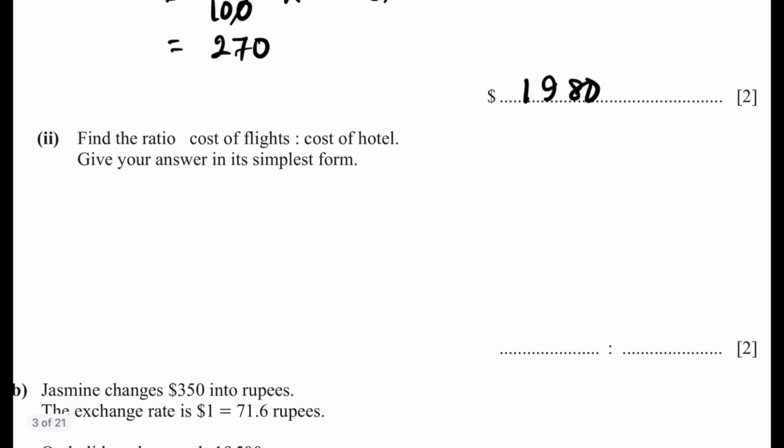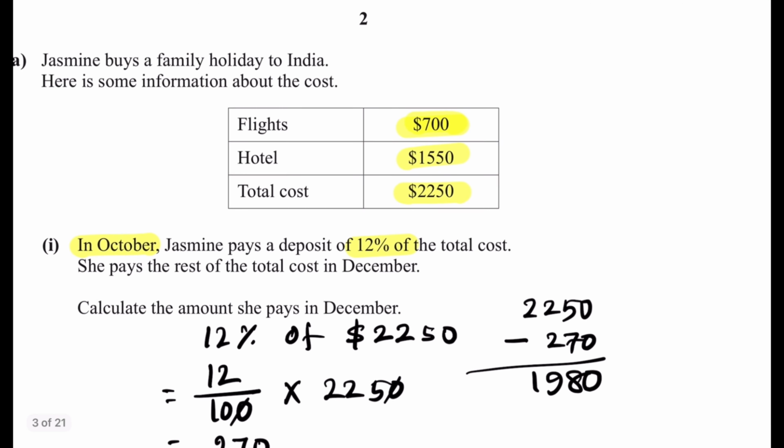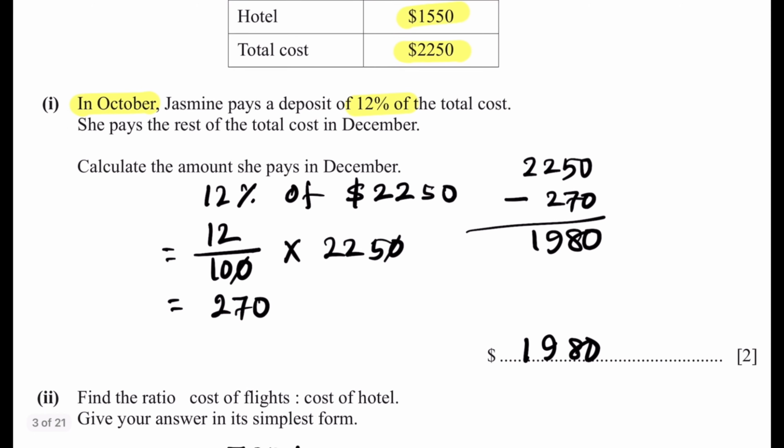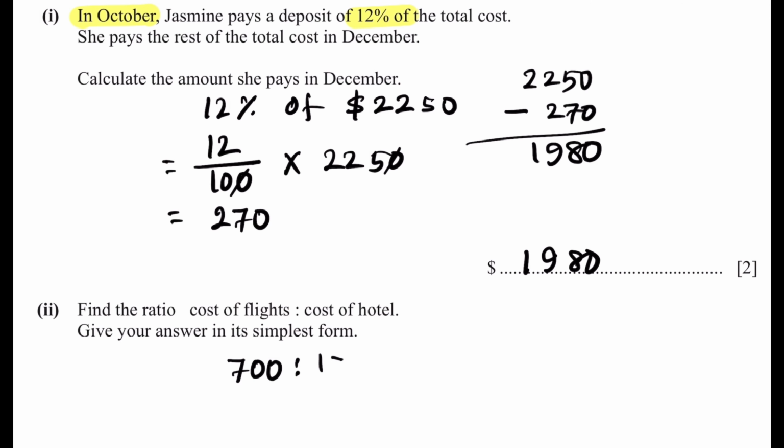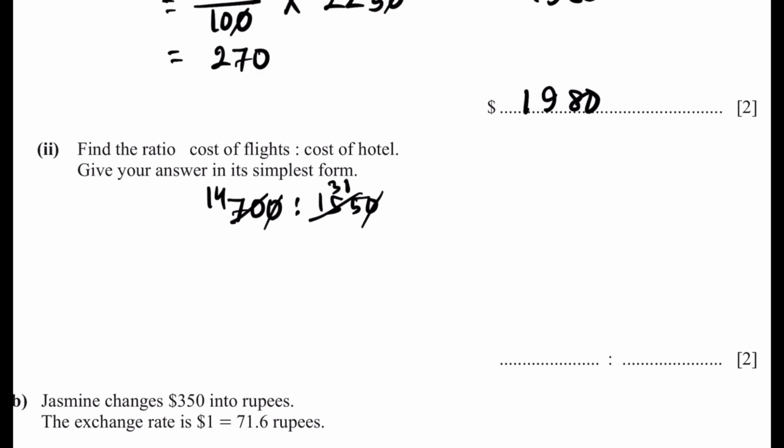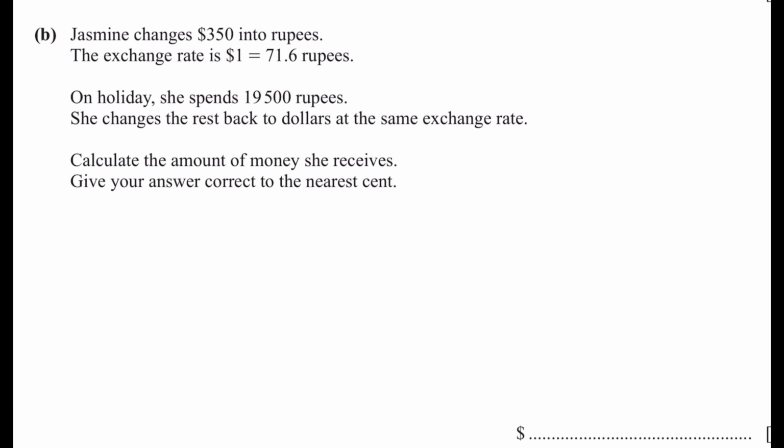Cost of flight $700 is to cost of hotel $1,550. It is becoming 14 is to 31. Next, $350 into rupees. Now this exchange rate is $1 equals 71.6 rupees.